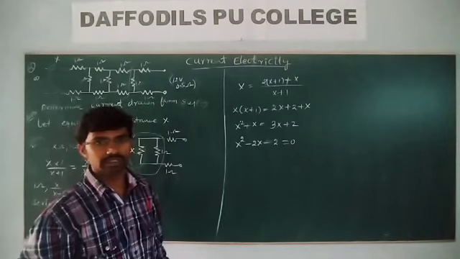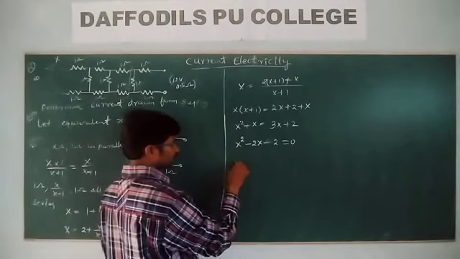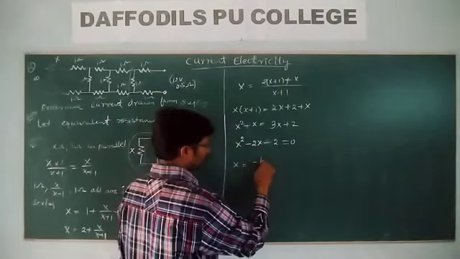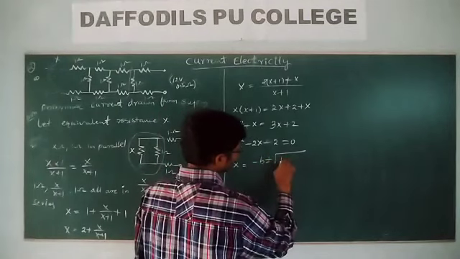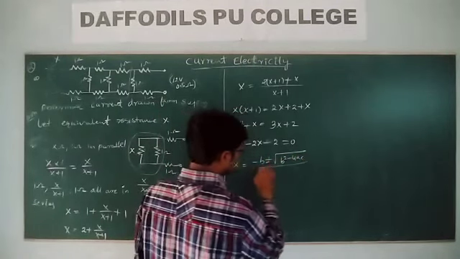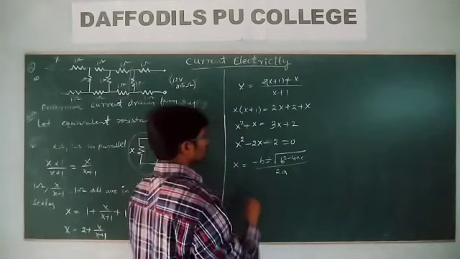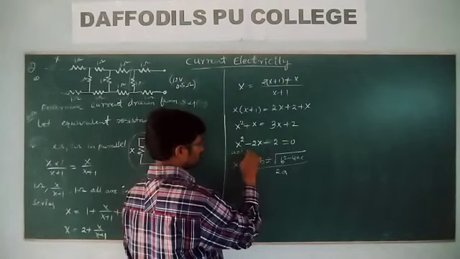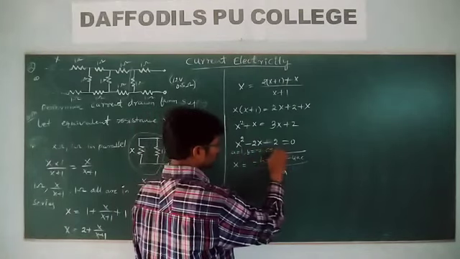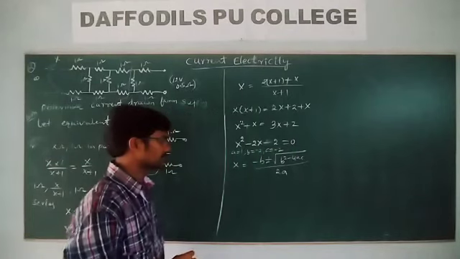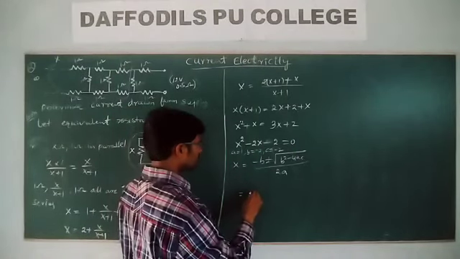For that purpose, the solution of this equation is x equals minus b plus or minus root of b square minus 4ac, divided by 2a. Now a is equal to 1, b is equal to minus 2, c is equal to minus 2. Let us substitute these values.